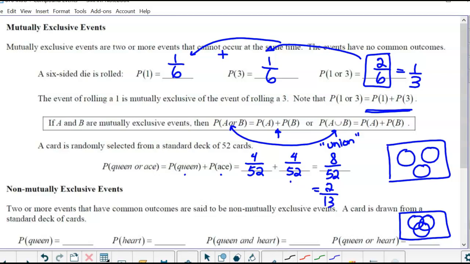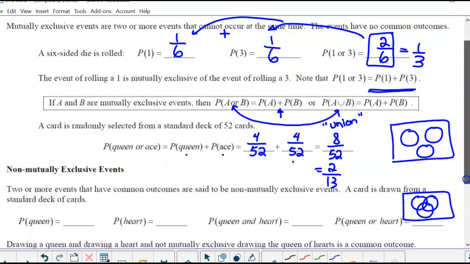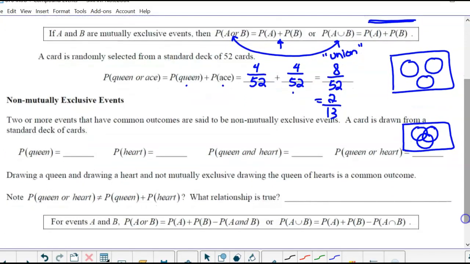Okay. So there's a question here. Okay, so then non-mutually exclusive, we did a lot of work with that in terms of Venn diagrams with numbers of a certain event happening. We didn't do the probabilities. That's what we're going to do next week. But it's the same process. So 2 or more events that have common outcomes are said to be non-mutually exclusive events.